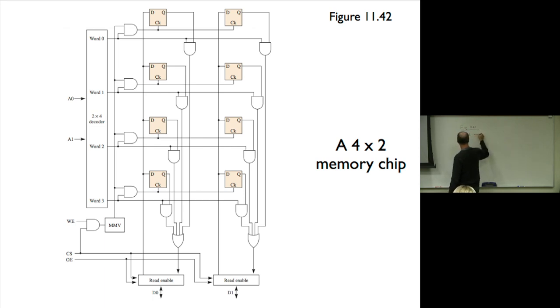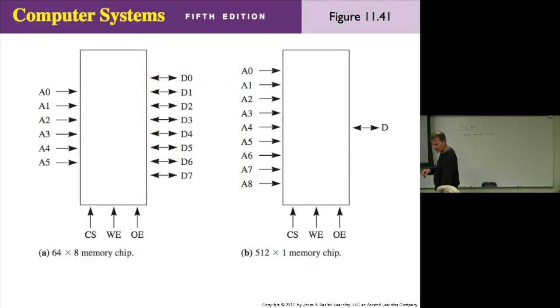How did you get that? Because there are four cells, each cell has 2 bits. Where are you getting the four cells from? Because there are 2 address lines and 2 to the 2 is 4. Let's go back here. In figure 11.40A, it's 64x8. 64 because you can access 64 cells with 6 address lines.